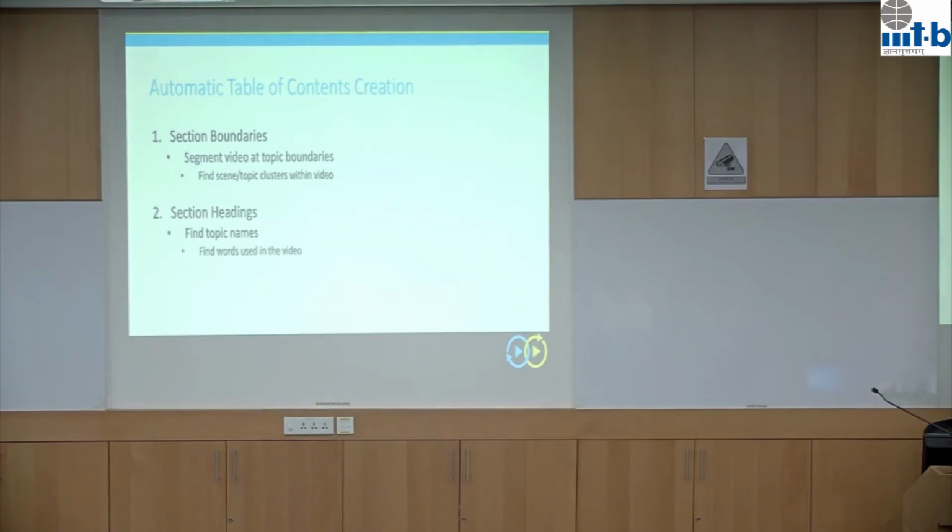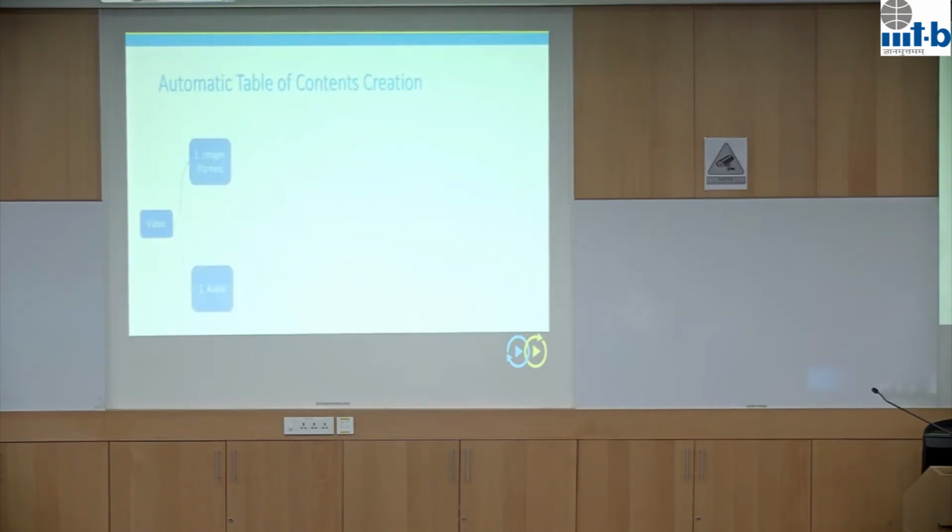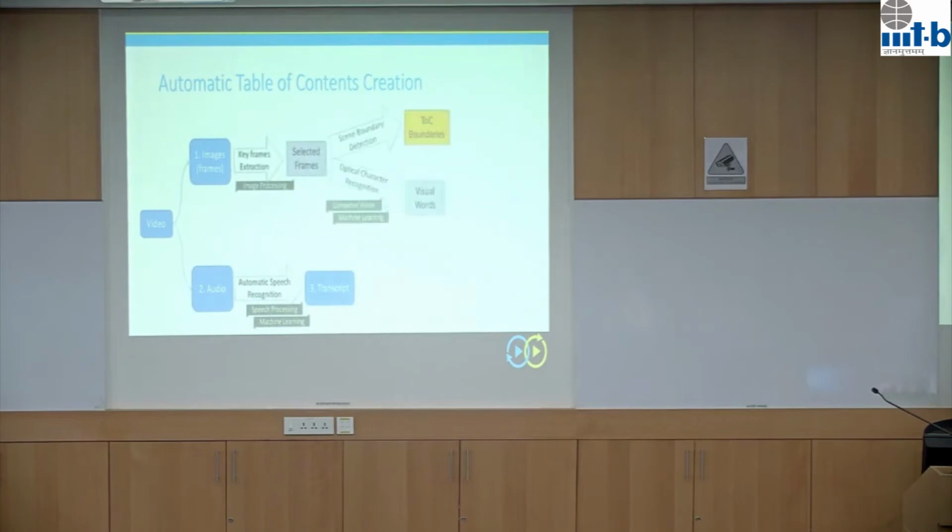So the first one is this automatic table of contents creation. What we do, and for that phrase cloud, what we do is basically we analyze all the frames in the video and apply some image processing techniques. So this is where we apply basically convolutional neural networks, right? So the usual deep learning techniques.